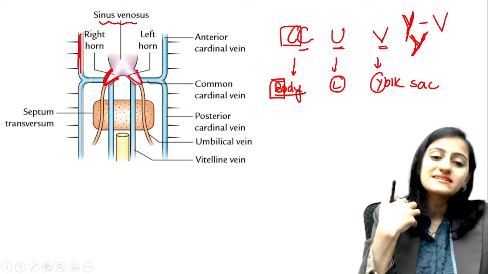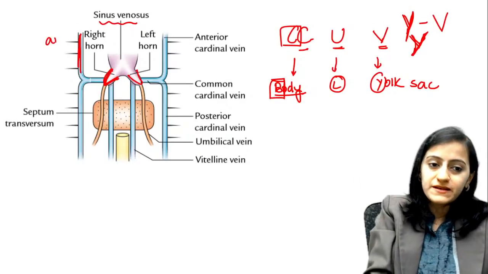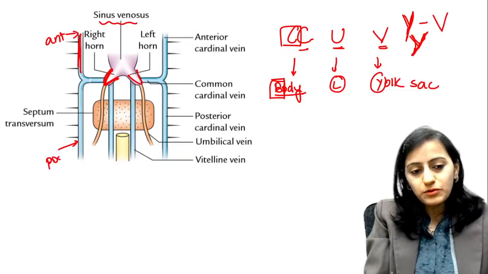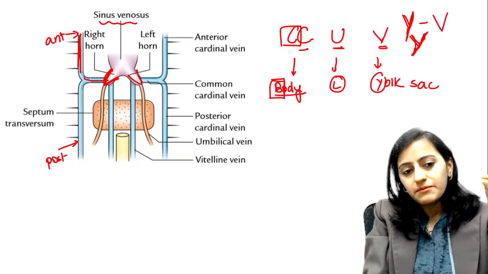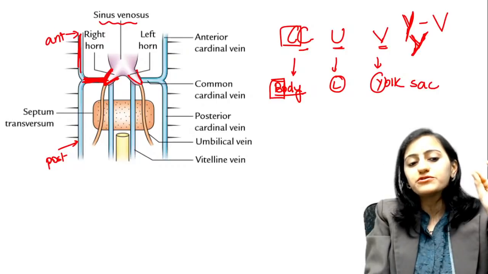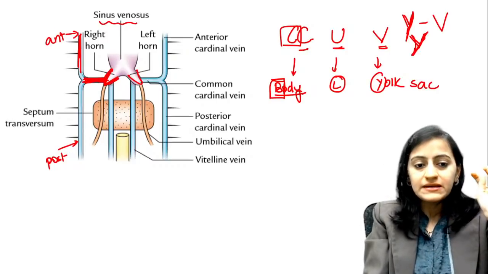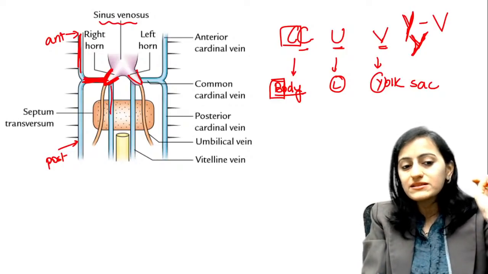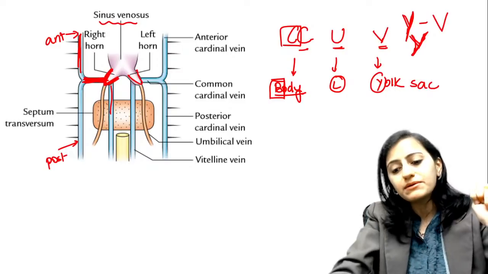Remember, this basically drains the superior part of the body. So this is the anterior cardinal vein. Then you have the posterior cardinal vein. They both join to form the common cardinal vein. Then you have the vitelline vein, which is surrounding the duodenum, and you have the umbilical vein.